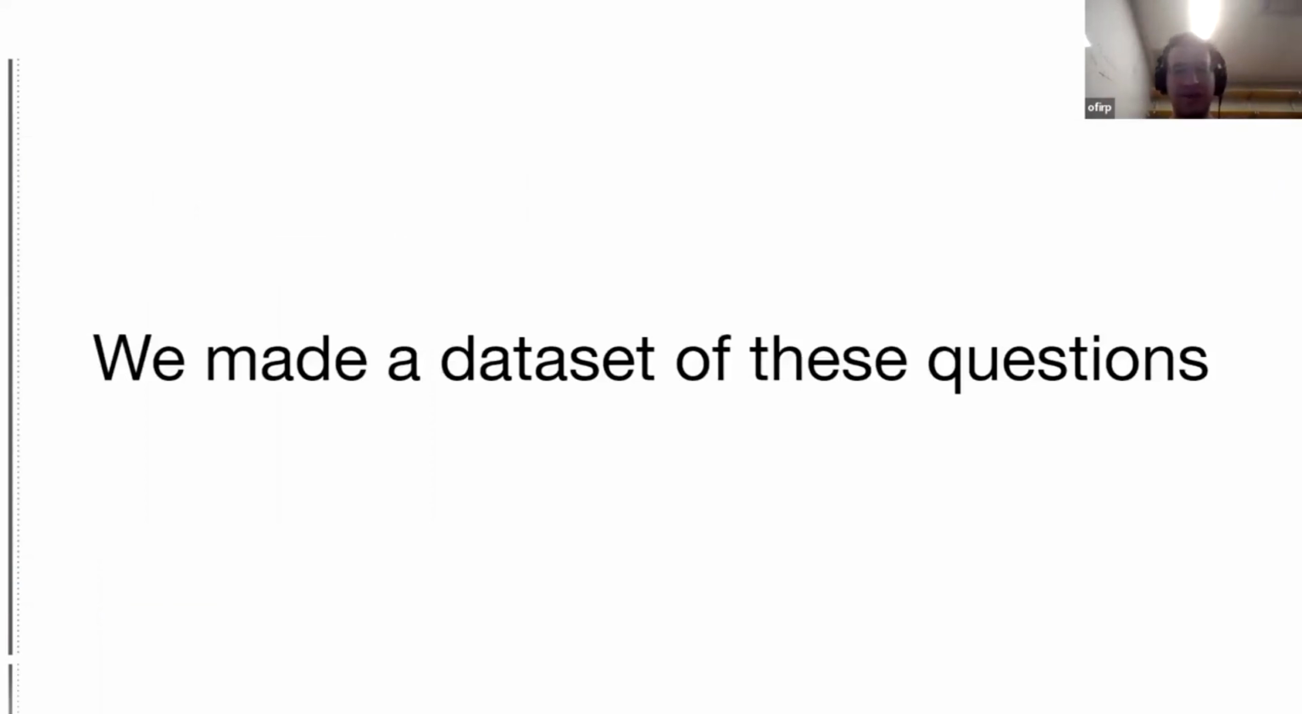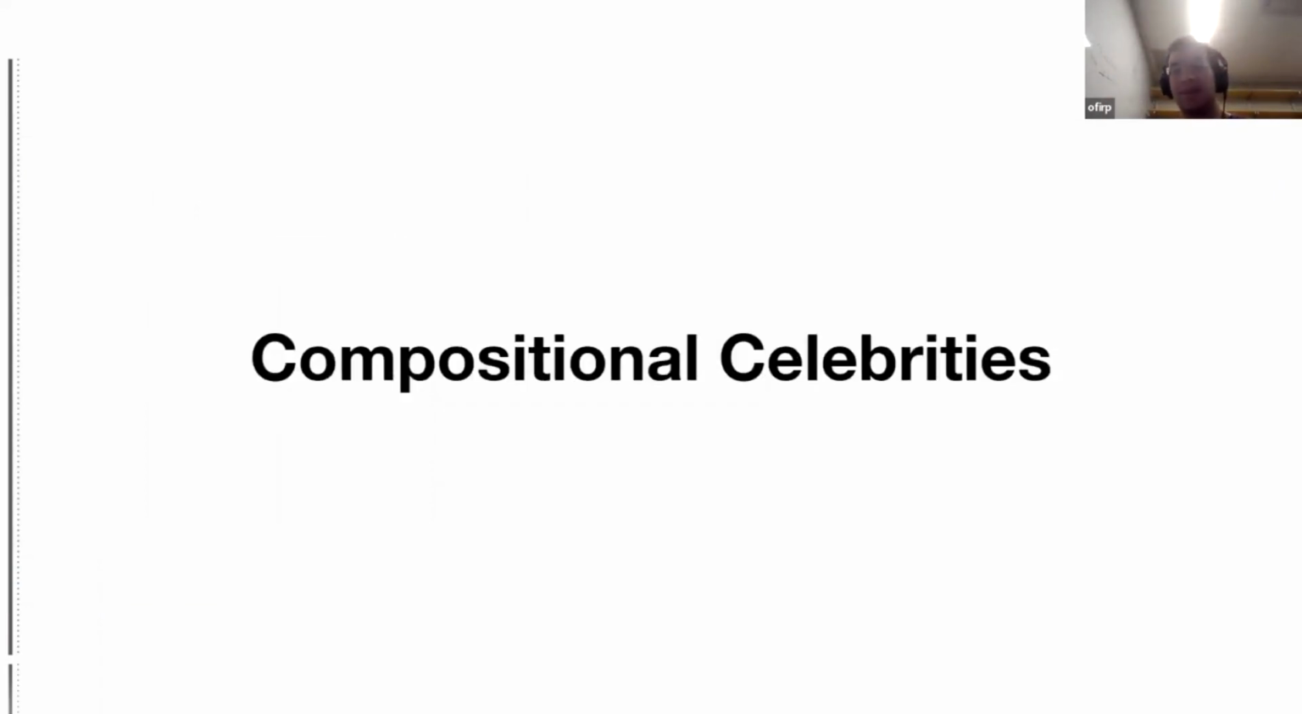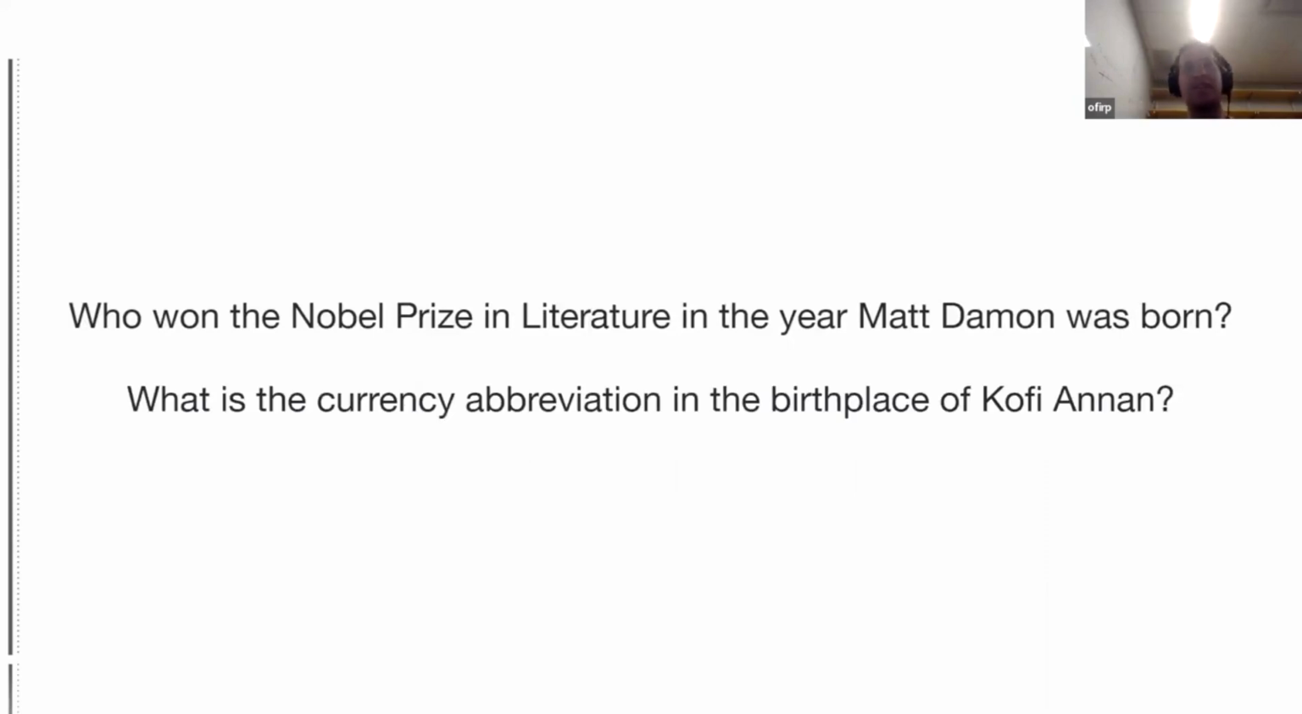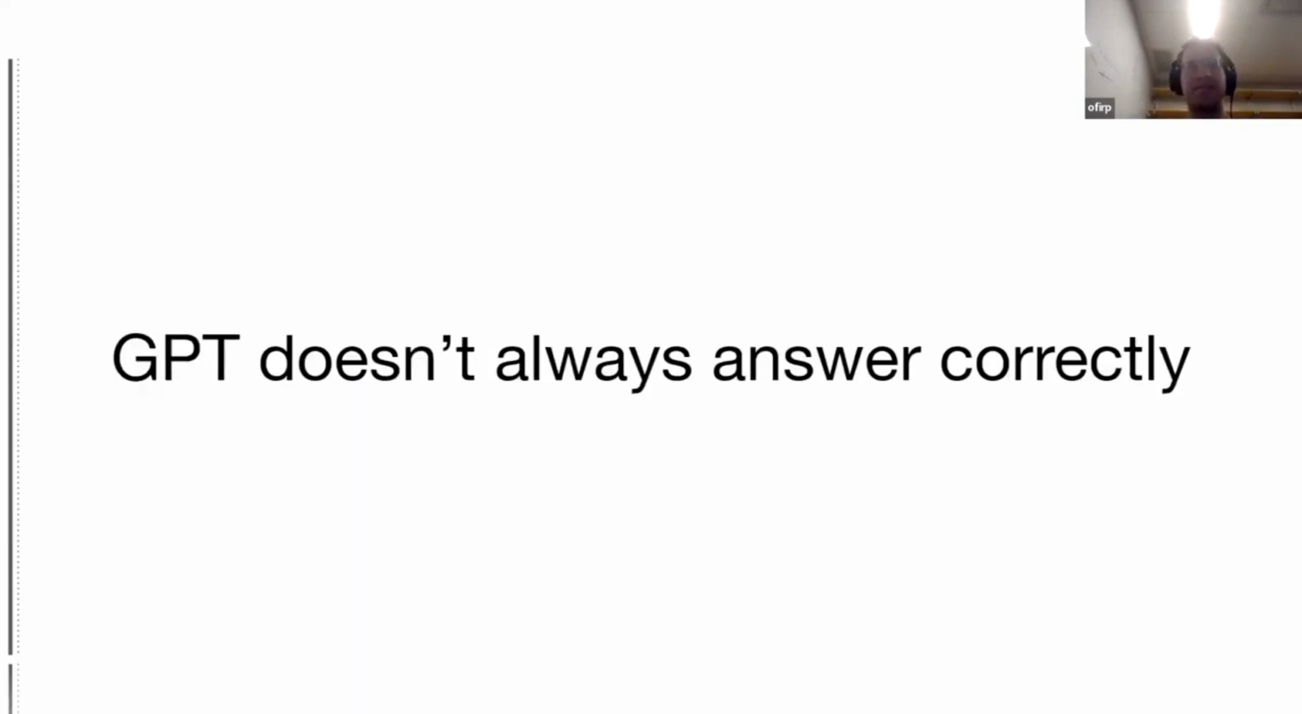Yeah, so we made a dataset of these questions. It's called Compositional Celebrities because all the questions are about celebrities, because we think celebrities are people that are really talked about a lot on the internet, right? And we want to ask compositional questions that compose facts that have been seen many times before, right? So celebrities are a good topic for that. So we have questions like, who won the Nobel Prize in Literature the year Matt Damon was born? What is the currency abbreviation of the birthplace of Kofi Annan? So GPT-3 gets a lot of these correctly, but it doesn't always answer them correctly.